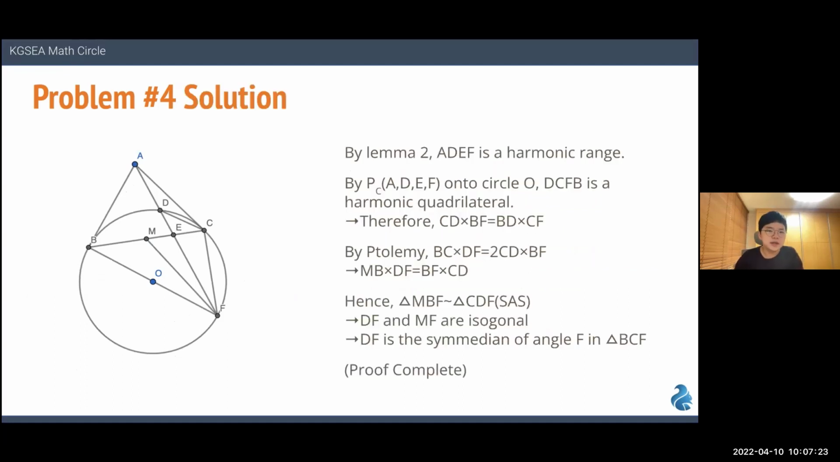So first, by lemma 2, ADEF is a harmonic range. By pencil of ADEF through point C onto circle O, DCFB is a harmonic quadrilateral. Therefore, CD times BF is equal to BD times CF. By Ptolemy, we can see that BC times DF is equal to 2CD times BF, which means that MB times DF is equal to BF times CD. Hence, MBF and CDF are similar by SAS, which means that DF and MF are isogonal regarding point F in triangle BCF, and so DF is the symmedian of angle F in triangle BCF.